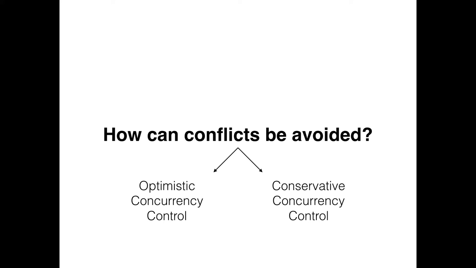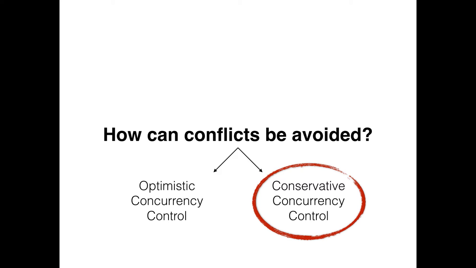We can either be optimistic, allow schedules to execute in whatever order we want, and then check after the fact to see if we've done anything, or we can be conservative and keep an eye on what's happening in the system at any given point in time. And if we're ever getting into a situation where a transaction might do something weird, we either try and avoid it outright or we prevent the transaction from proceeding.